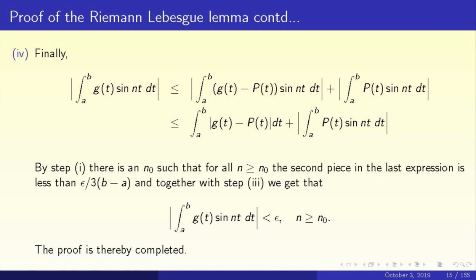What about the first piece? We know that the first piece is less than 2 by 3 epsilon. And the second piece, we already proved the Riemann-Lebesgue lemma for polynomials, remember? So integral a to b of p t sin nt dt goes to 0 as n goes to infinity. So there exists an n naught such that for all n bigger than or equal to n naught, the whole thing is less than epsilon. So the proof is thereby completed.